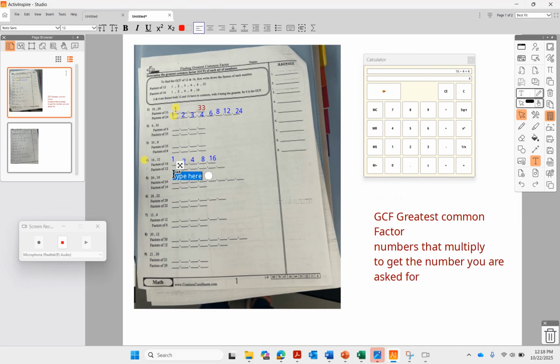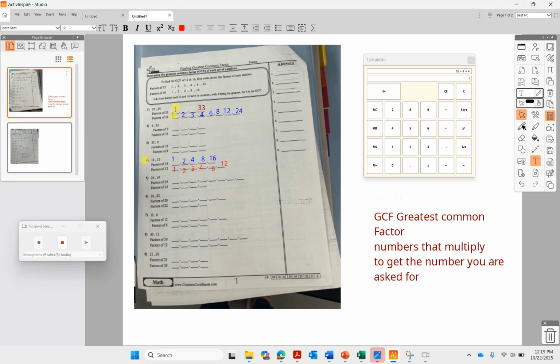So factors of 12 are 1 times 12, which would give me 12. Okay. I happen to know that 2, let's move that over there, times 6 would give me 12. 3 times 4 is 12. And I do not need to do anything more because of 4. The reason I lay it out this way, as you can see, is now I have my numbers that are larger than 4.